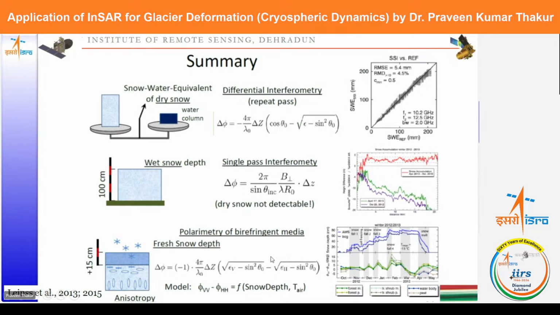And then if you have fresh snow between the two dates, and if you have fully polarimetric interferometric data, we can take the phase difference between VV and HH polarization because of the orientation of the snow particles. One is horizontally or randomly oriented, the other is vertically or horizontally oriented. So this VV-HH phase difference is related to the fresh snow depth.